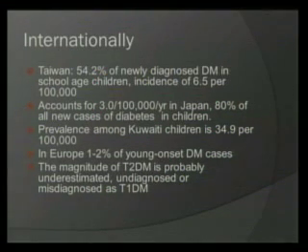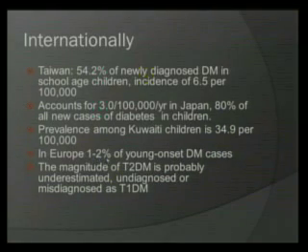So as I said, it's not a problem limited to North America. It's reported all over the world. In Taiwan, it represents 54.2% of newly diagnosed diabetes cases in school-age children, while in Japan, it's 80% of all new cases of diabetes in children, and it represents 34.9 per 100,000 per year in Kuwaiti children, which is in the Middle East. And it's the least in Europe.